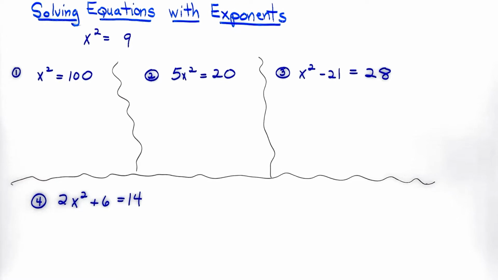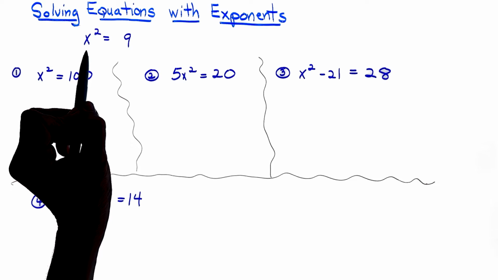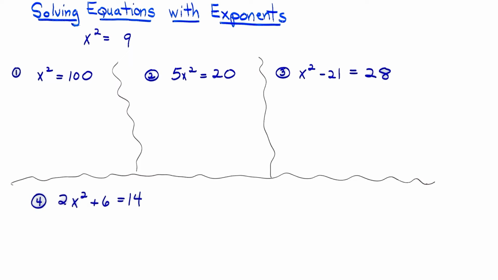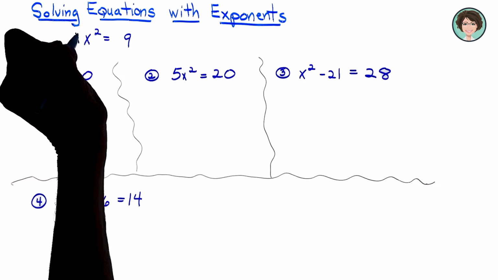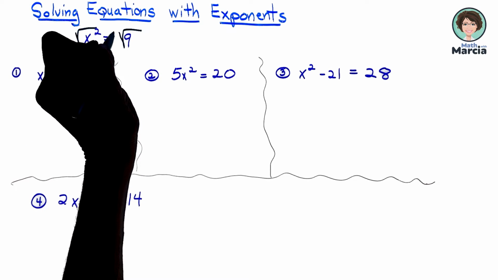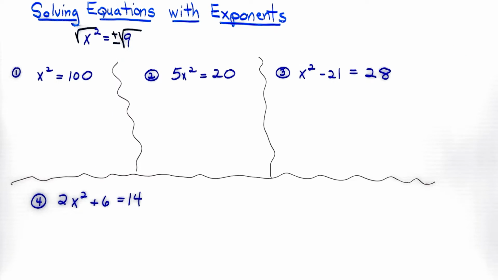In this lesson, we are going to be solving equations with exponents. Let's look at this little example that I have up here. x squared is equal to 9. Since there are no other numbers and we just have an x squared, to solve this equation, it's really one easy step. We're going to take the square root of both sides. But our answer can be positive or negative.